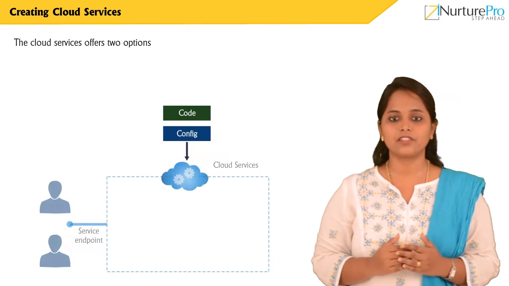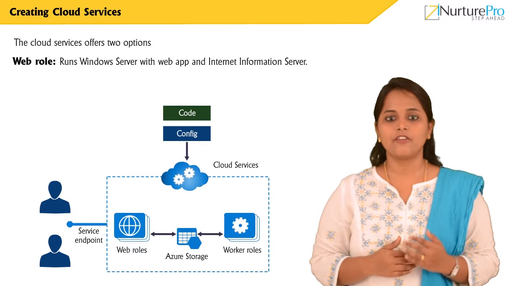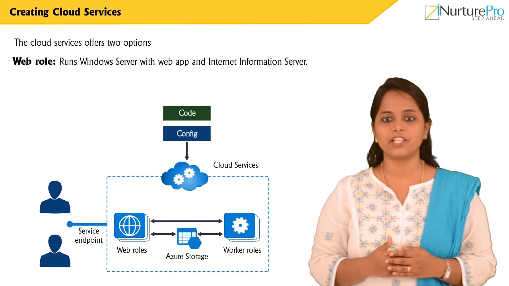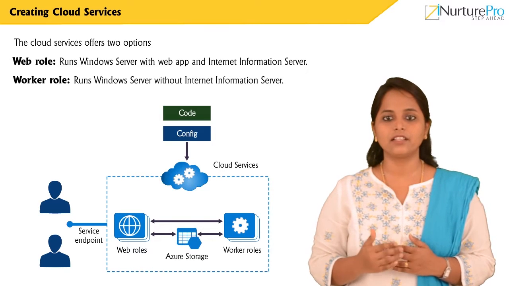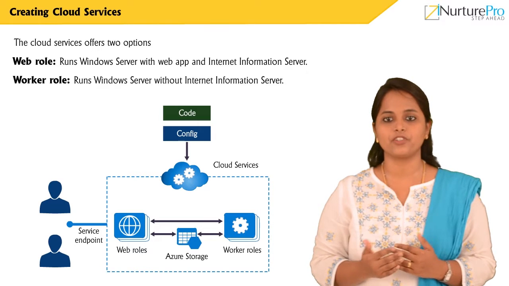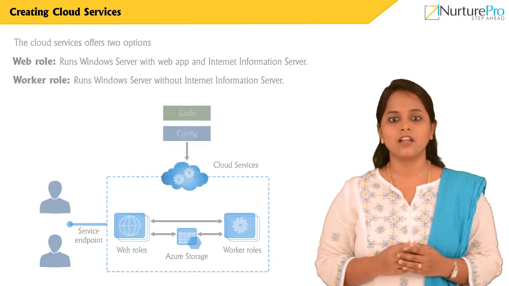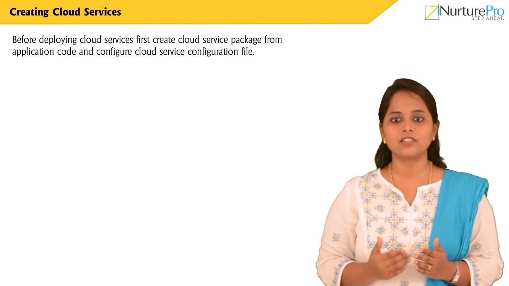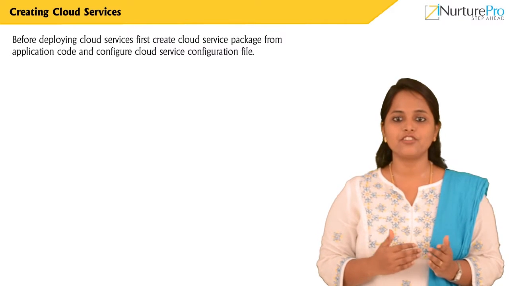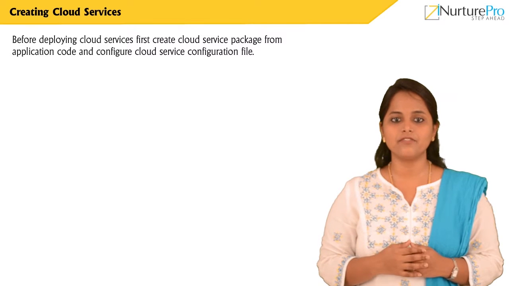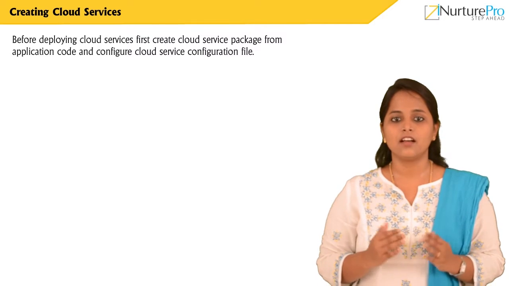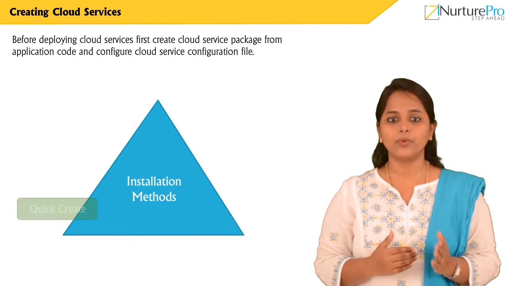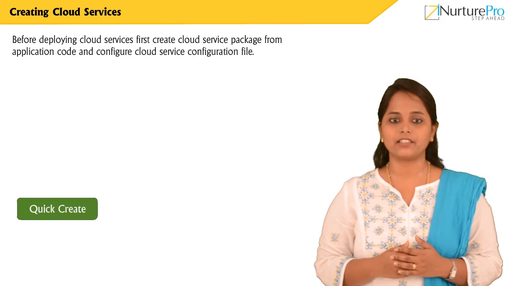The cloud services offer two options. Web roles run an option of Windows Server with Internet Information Server. Worker roles run the same on Windows Server without IIS. Before deploying cloud services, first create a Cloud Service Package from the application code and configure the Cloud Service configuration file. Azure Cloud Services can be installed by two different methods, Quick Create and Custom Create.